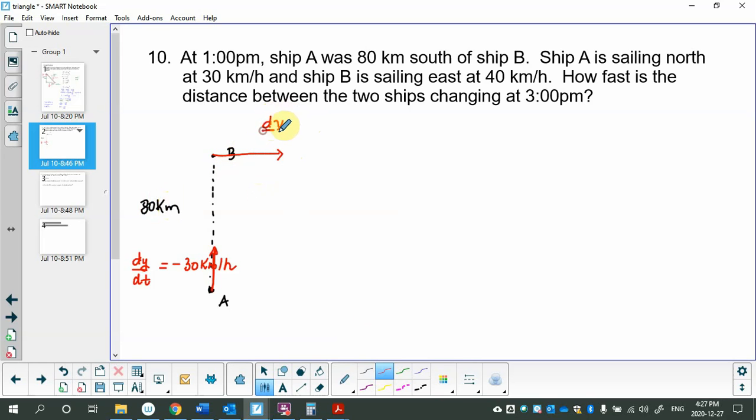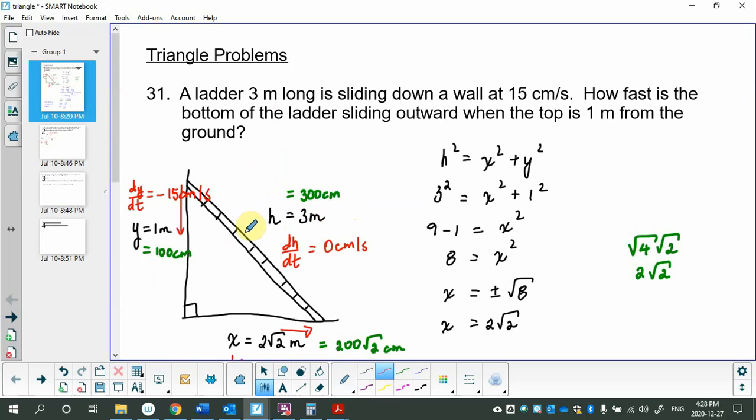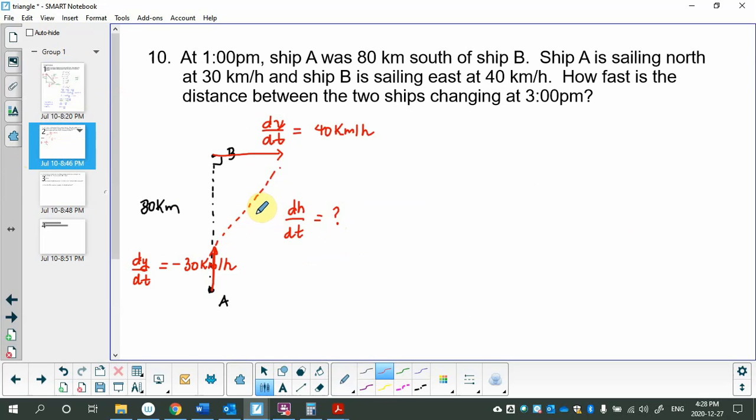So I'm going to say that that's dx by dt because it's in the x direction, and it's getting bigger, so I can just write down 40 kilometers per hour. And then the question is, how fast is this distance changing based on the fact that we now have a right angle triangle? So we've got a question mark for dh by dt. It is not 0 like the last question. The last question, the ladder stayed exactly the same length the entire time, so the hypotenuse didn't change, and you represent no change with a 0, as opposed to this one, which is saying, how fast is the hypotenuse changing?